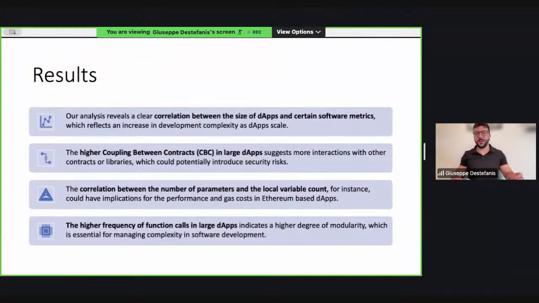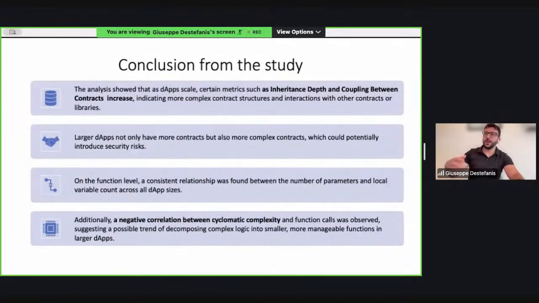Also, the correlation between number of parameters and local variable counts could have implications on the gas cost, for example, in Ethereum-based decentralized applications. So that's another thing that we could look at. And we see a higher frequency of function calls in larger dApps, and a higher degree of modularity, again essential for understanding and managing complexity. So this preliminary information can guide us in future analysis, for understanding how we could study metrics in relation to all the complex networks that we have, to better understand how to develop our applications.